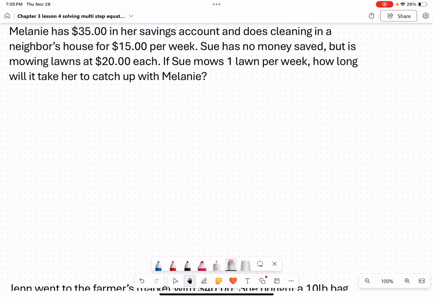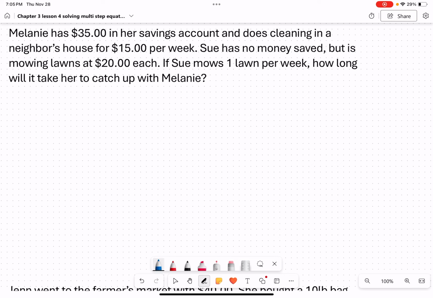Okay. So we're going to need to figure out essentially what's the intersection point of these two equations that we're going to have to create. So let's go ahead and separate Melanie over on the left side, and then we'll have Sue on the right side. So Melanie says that she starts off with $35 already in her savings account. So we got to figure out how much money she's going to have every week. So we already know she starts off with $35.